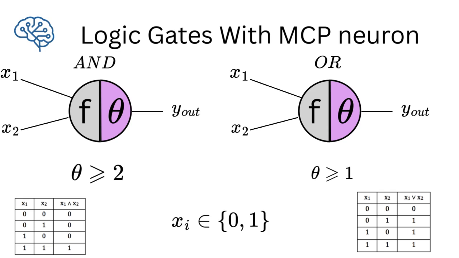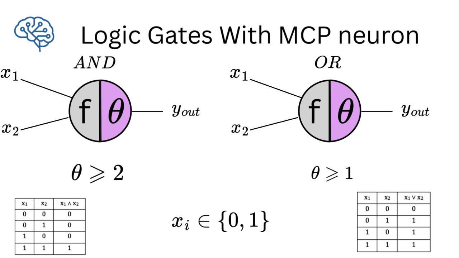Let's look at how a McCulloch-Pitts neuron can be used to implement a logical AND gate. An AND gate outputs 1 only when both inputs are 1. To model this with the MCP neuron, we assign two binary inputs x1 and x2, each taking a value of 0 or 1. The neuron simply adds these input values.